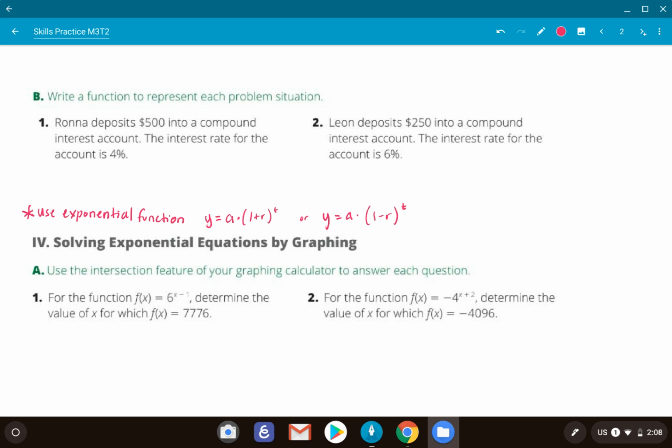Let's write functions to represent each problem situation. And we're using our exponential functions here. One thing to keep in mind is when you make a deposit into a bank account and then you're earning interest, we're going to be using the growth model. So that's this one right here.